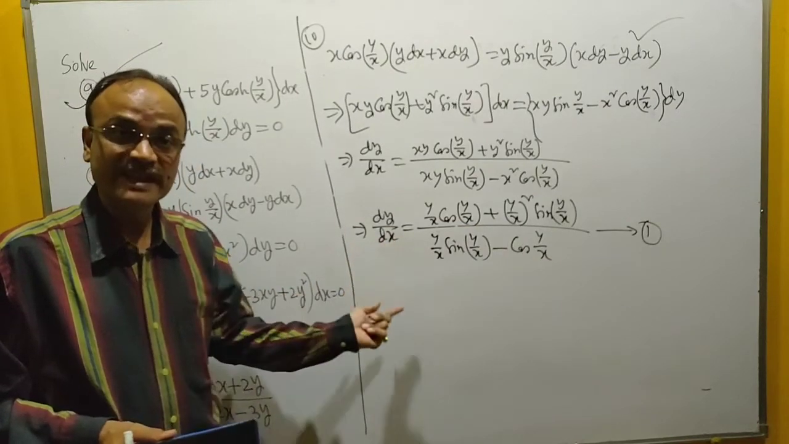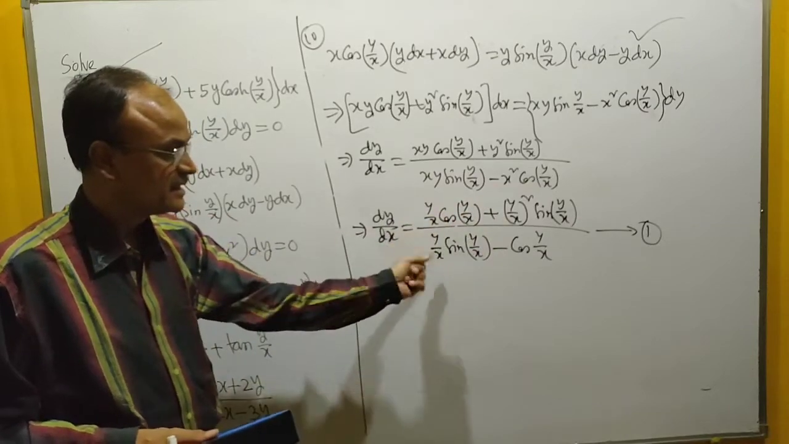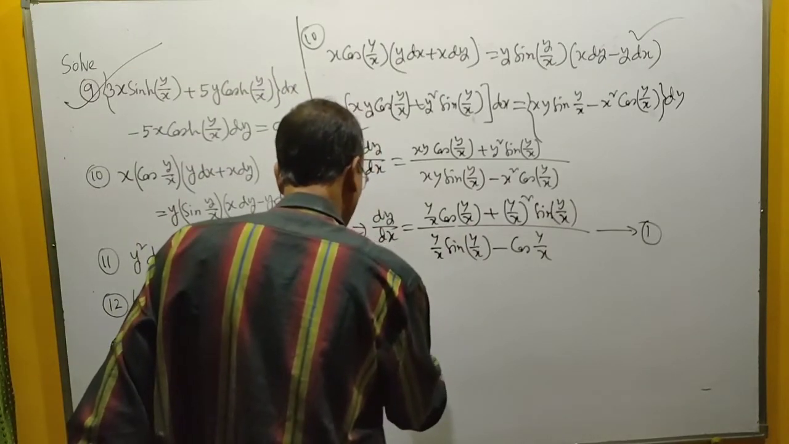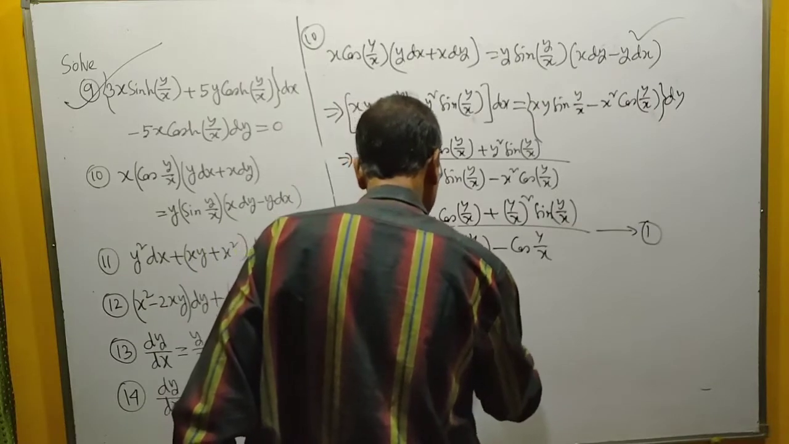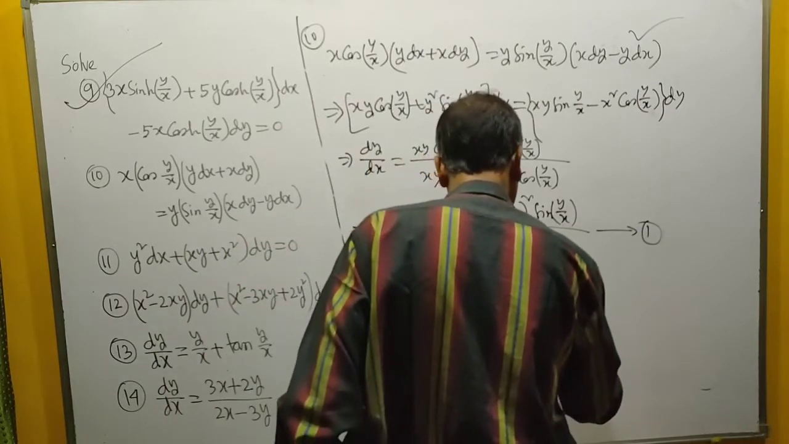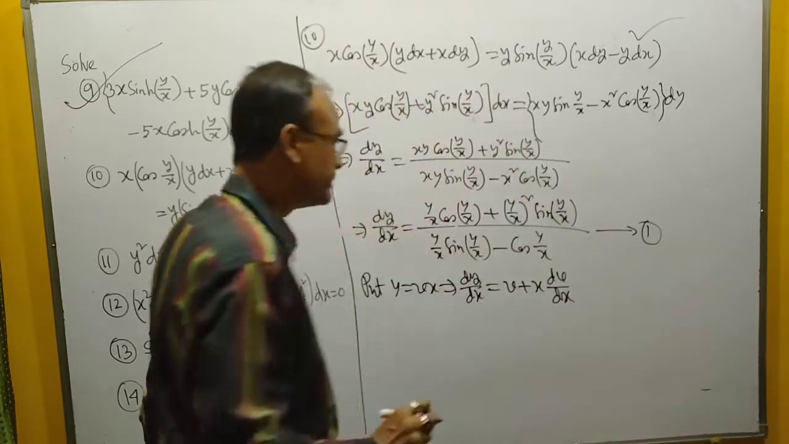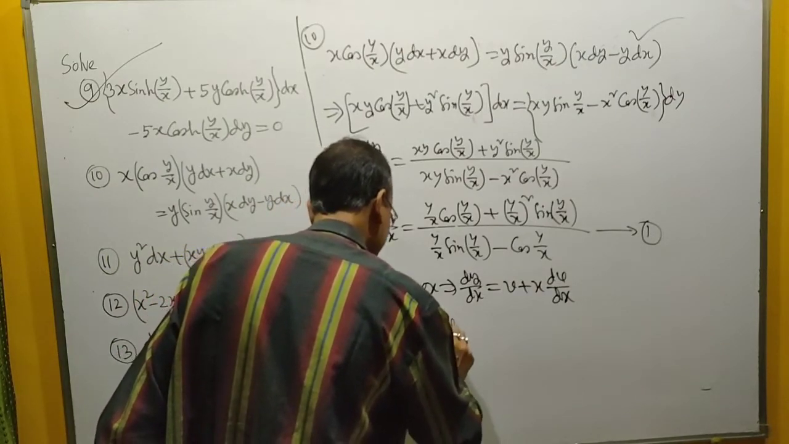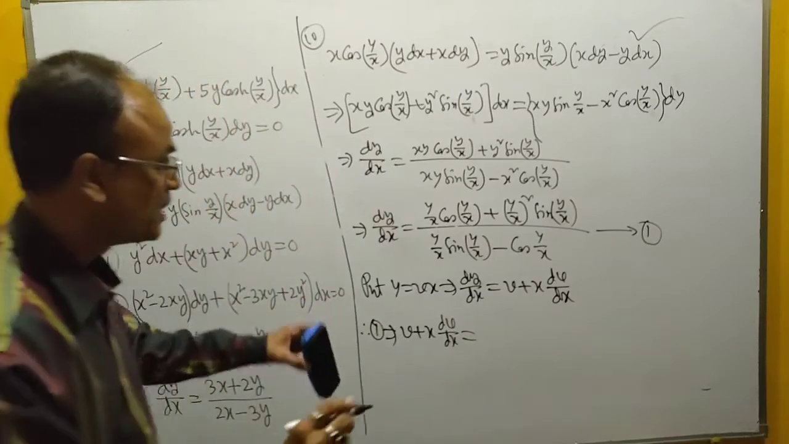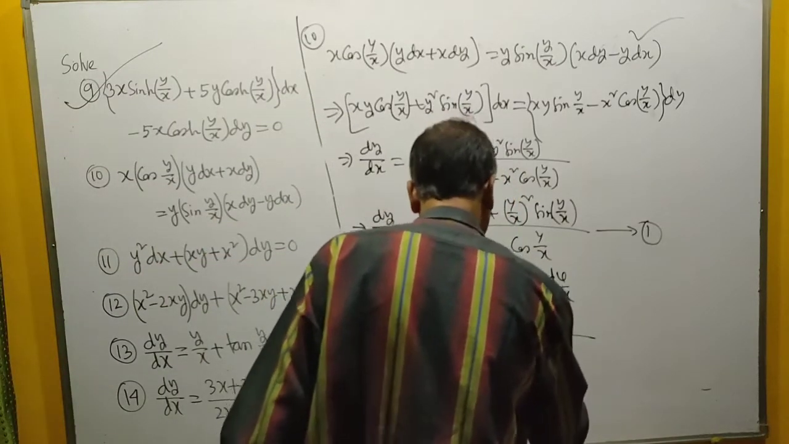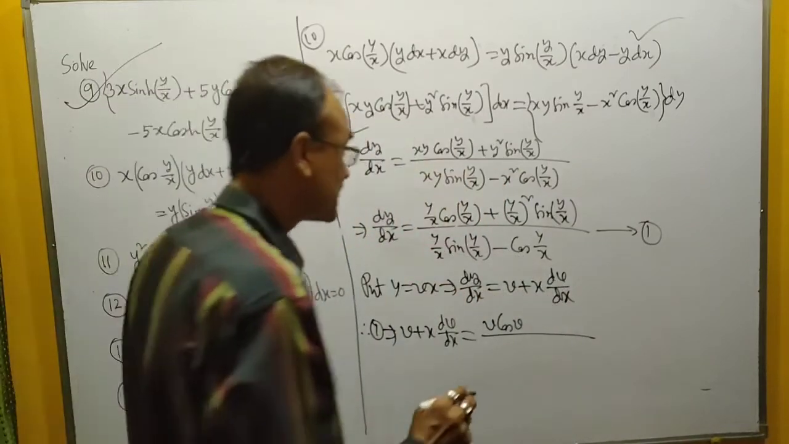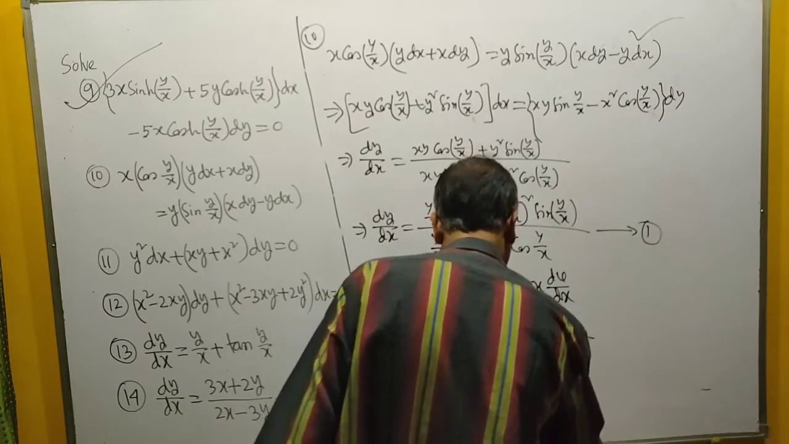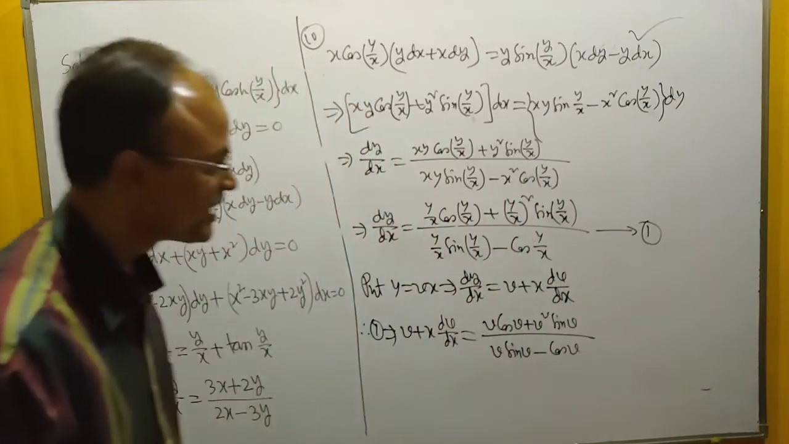It is of the form dy by dx is a function of y by x. Therefore, it is a homogeneous differential equation. To solve a homogeneous differential equation, just put y equal to vx. This means dy by dx equals v plus x dv by dx. Therefore, from 1 you will get v plus x dv by dx equal to, for y by x write v, v cos v plus v square sin v divided by v sin v minus cos v. You may write it like this.